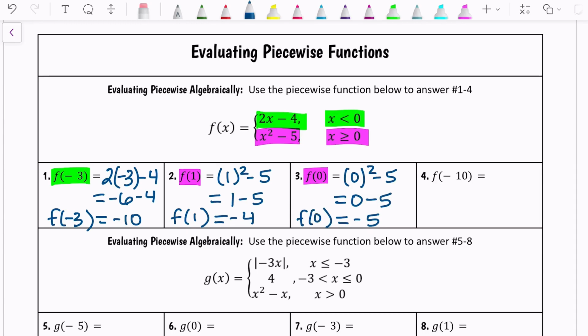The last one is negative 10. Negative 10 is less than 0, so I'm going to use the green rule. I have 2 times negative 10 minus 4. Again, I just replace the x with the negative 10. And that gives me negative 20. Take away 4, so I have negative 24.